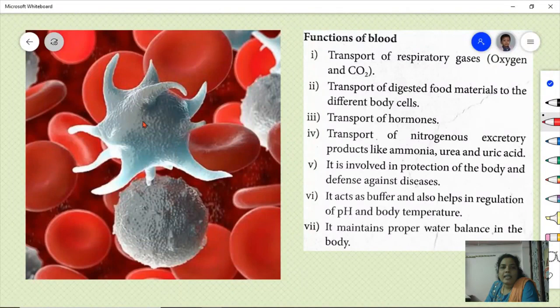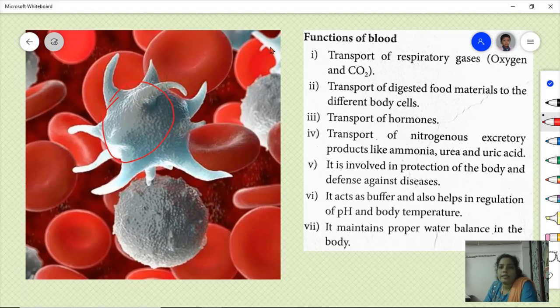This is the diagram of a blood platelet. Already we have discussed, platelets are very small and there is no nucleus. The function is clotting of blood. The platelets are small, the nucleus is absent and the function is blood clotting. Okay, I think everyone understood.